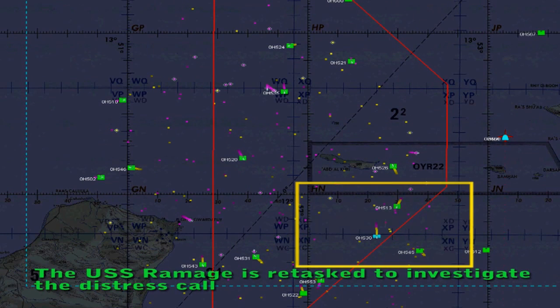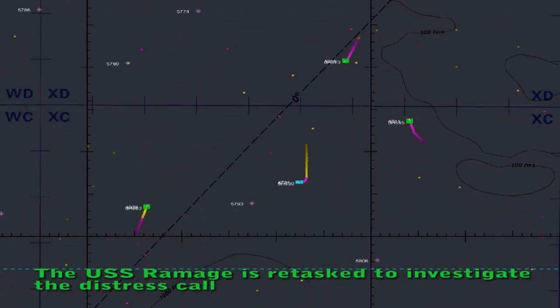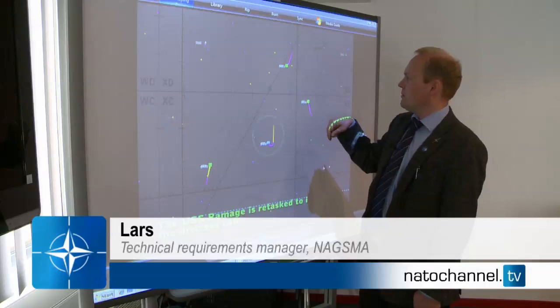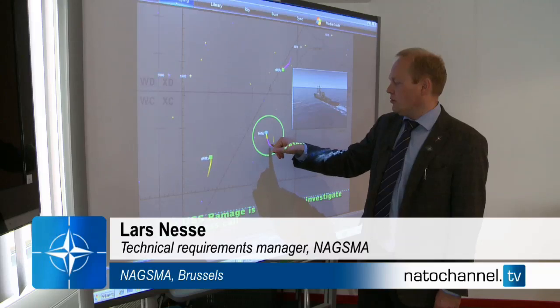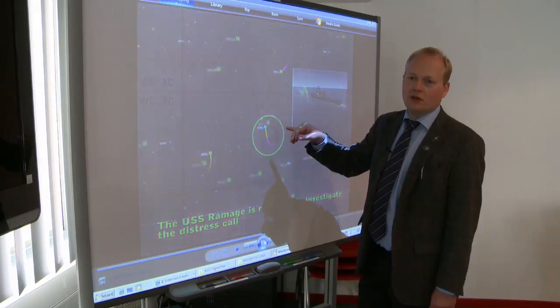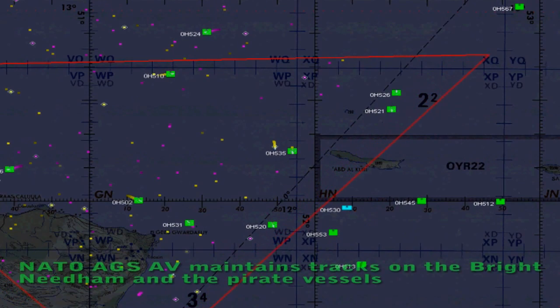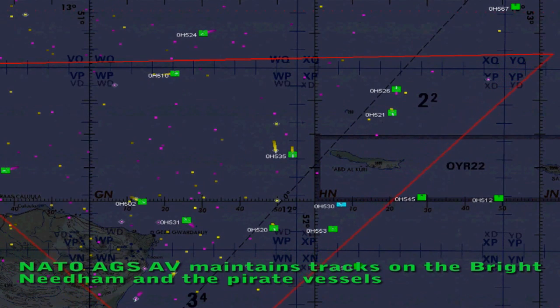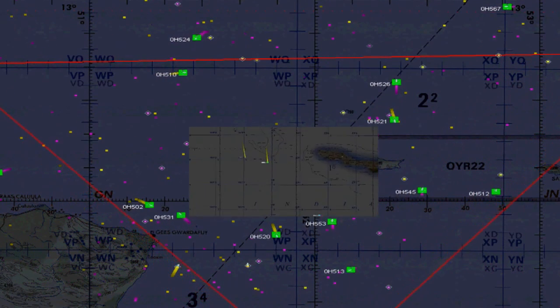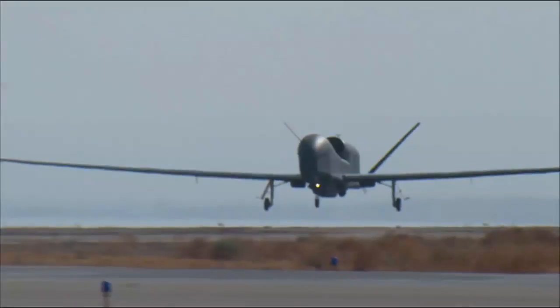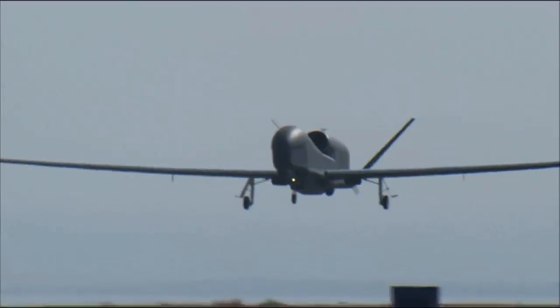There's a typical indication of a pirate attack, and you saw the line going ahead, which could have been the mothership. What we now have is all of this data goes down through the ground segment to the military commanders, and they've just tasked a US destroyer to go and investigate, to intercept the possibly hijacked ship. A fictitious scenario, but this simulation makes the role of AGS clear.